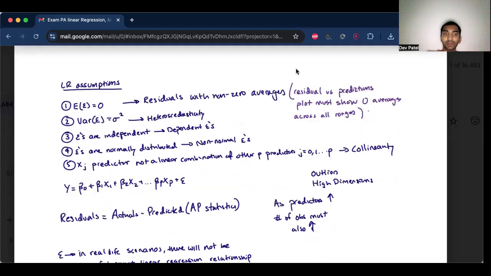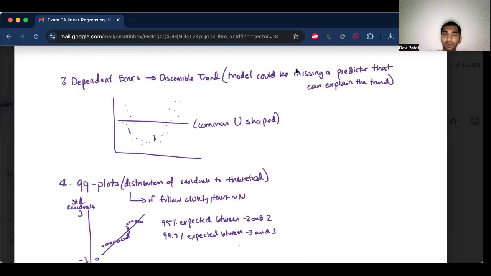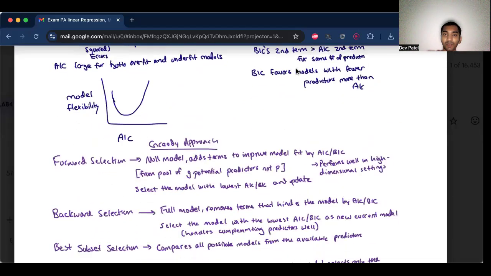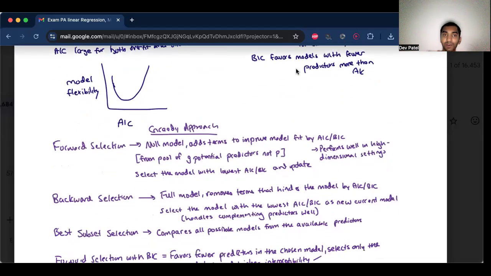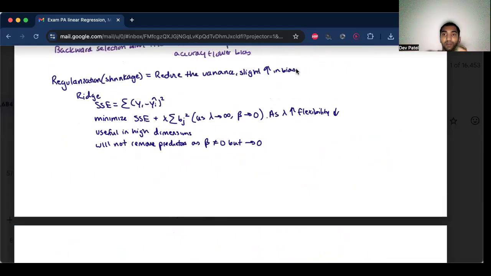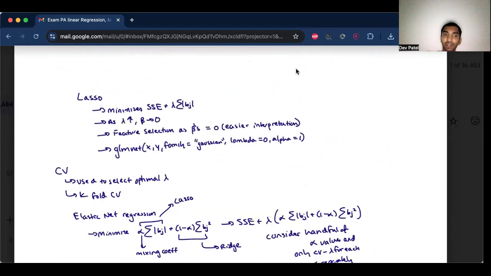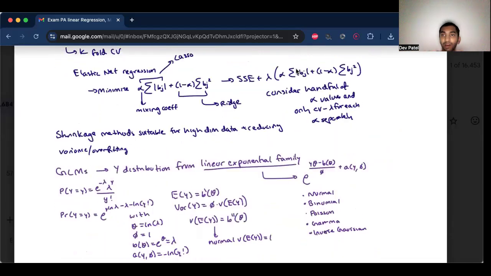We'll also touch more on the different evaluation metrics when we're evaluating models. We'll go into AIC, BIC, and what those mean. We'll go into how to actually select these different models: forward selection, backward selection, and the difference between those two. We'll go into regularization methods, ridge regression, lasso regression, cross-validation. And then we'll touch a bit on generalized linear models.